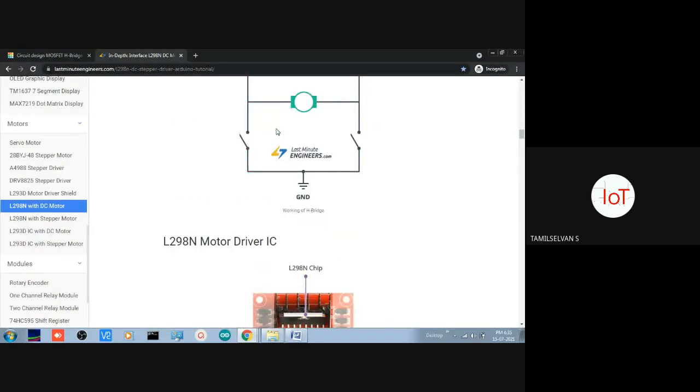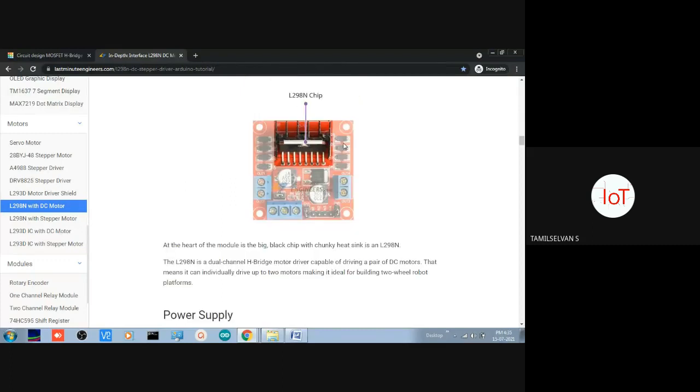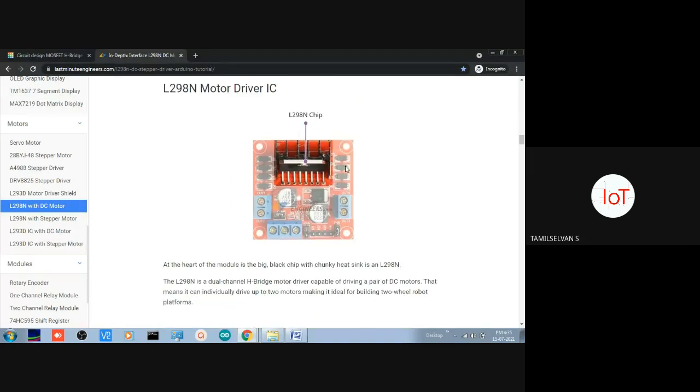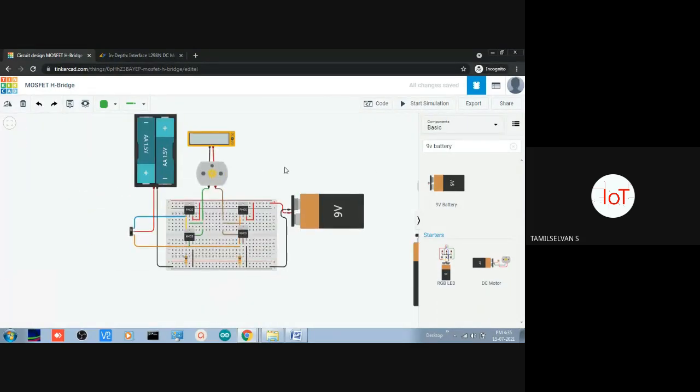Now this particular H-bridge circuitry, we need to design it with the help of MOSFET devices. That is where this particular IC comes into the picture. So this board, this driver board. Actually we have the connection like this. The physical connection will look something like this.